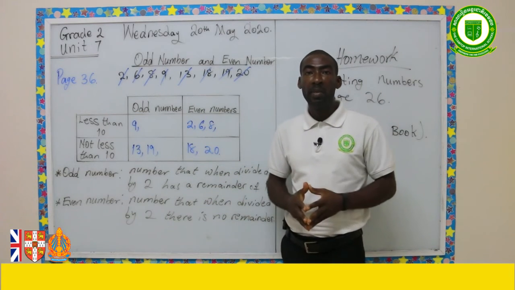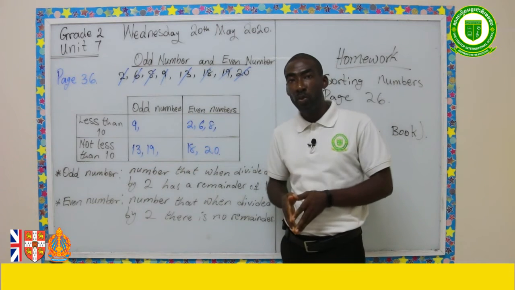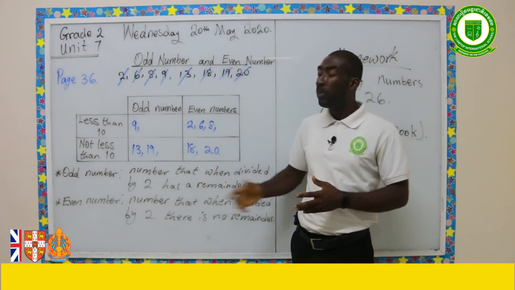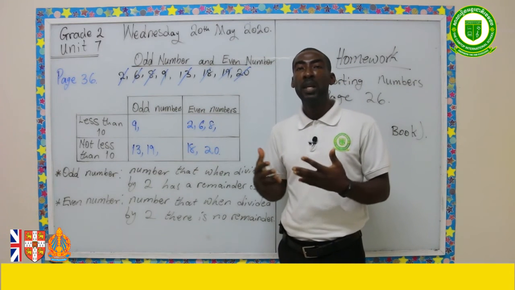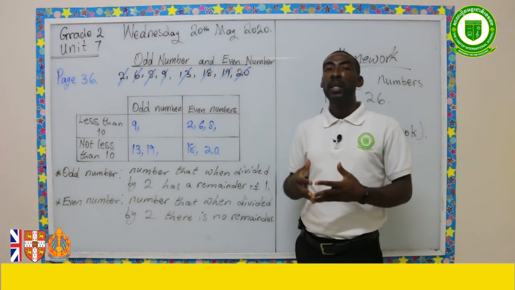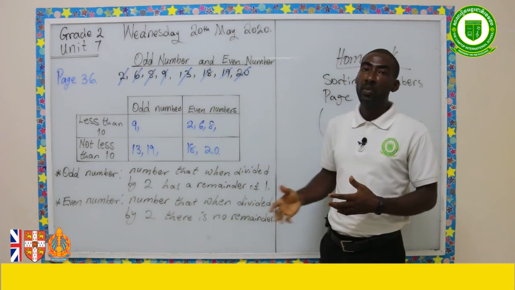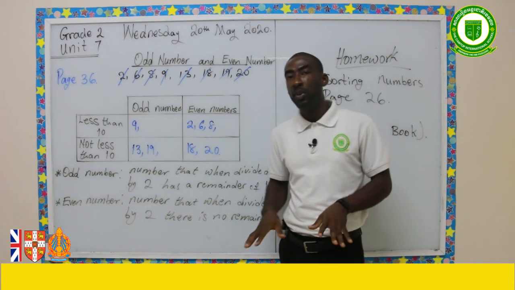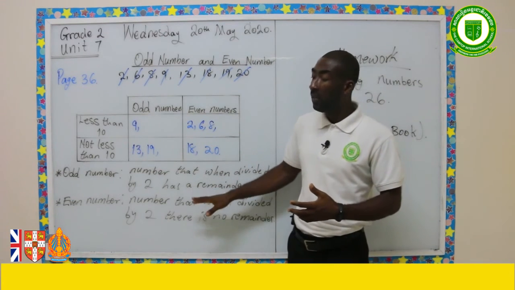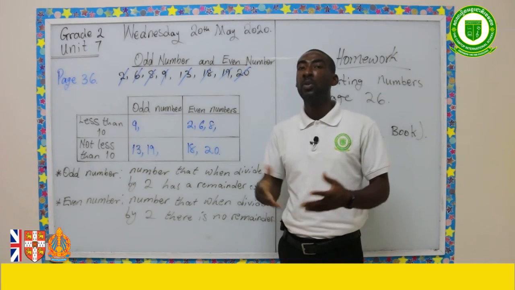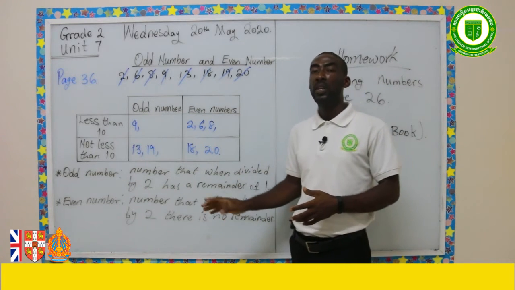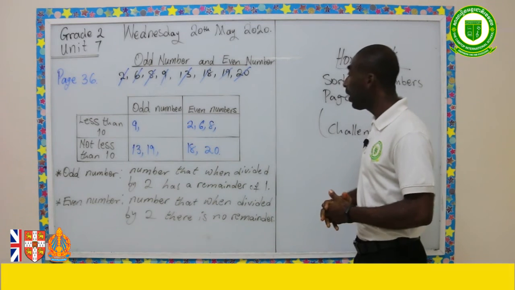Odd numbers are numbers that when you divide by 2, you have a remainder of 1. Also, these numbers are not multiples of 2. Then even numbers are numbers that when you divide by 2, there is no remainder. Normally or usually, even numbers are multiples of 2. So all multiples of 2 are even numbers.